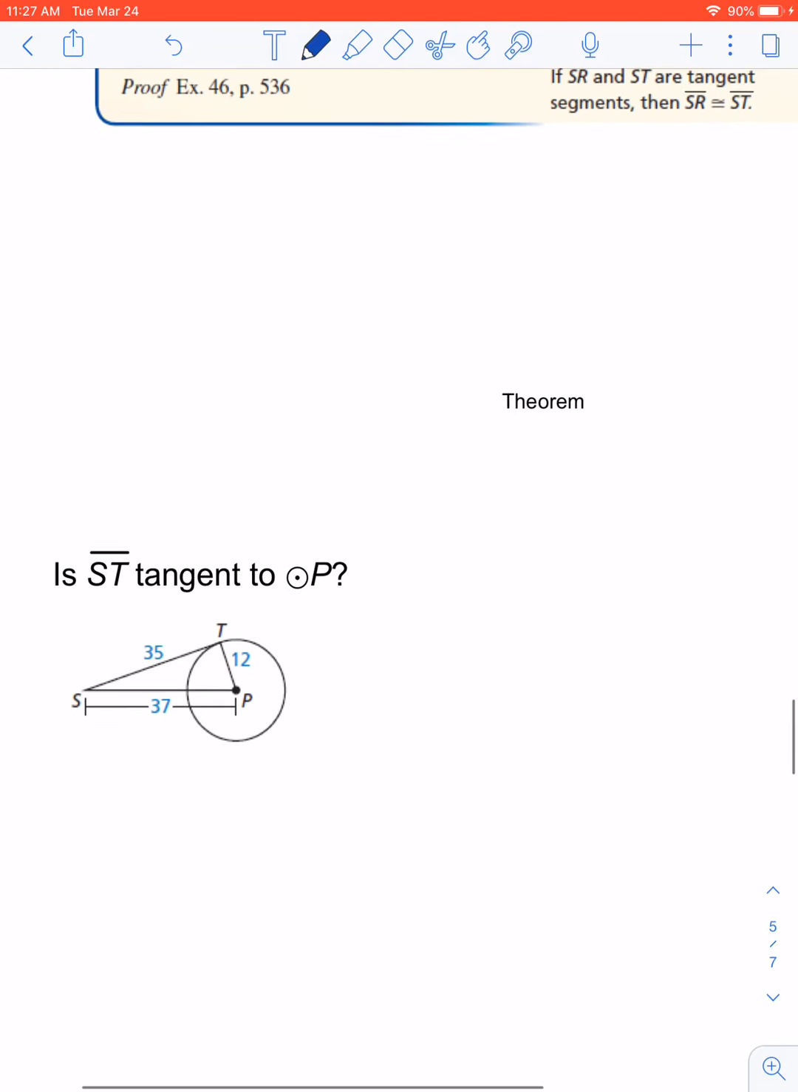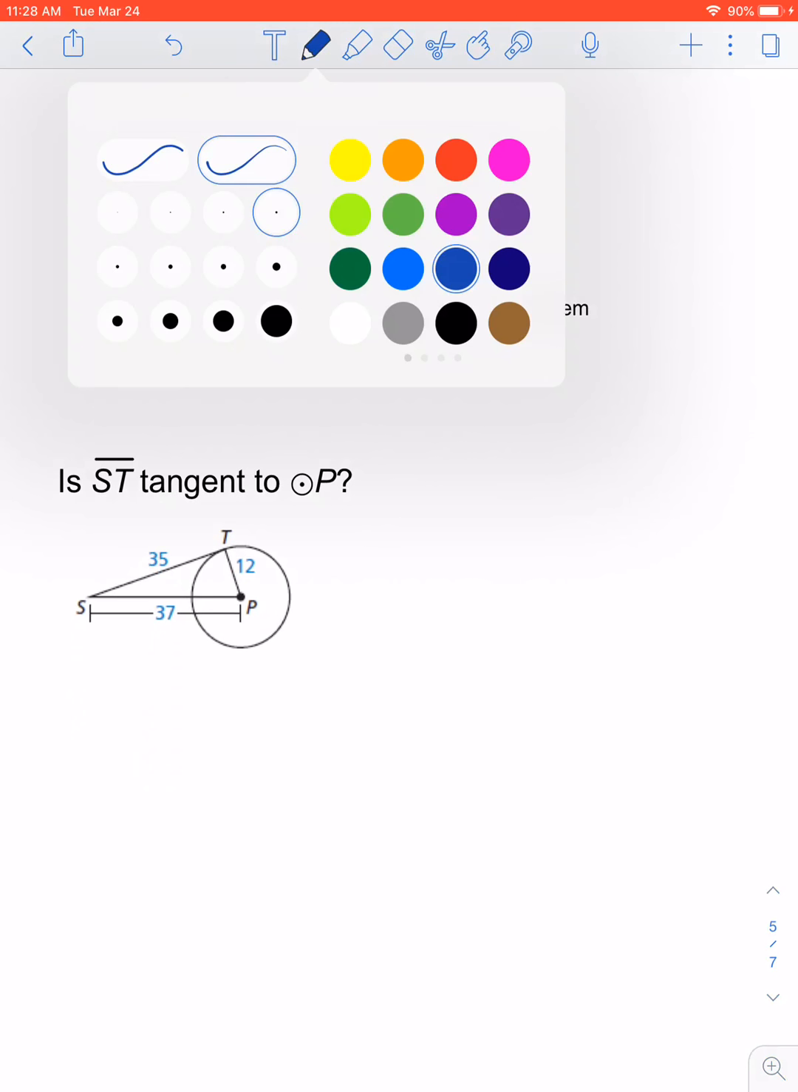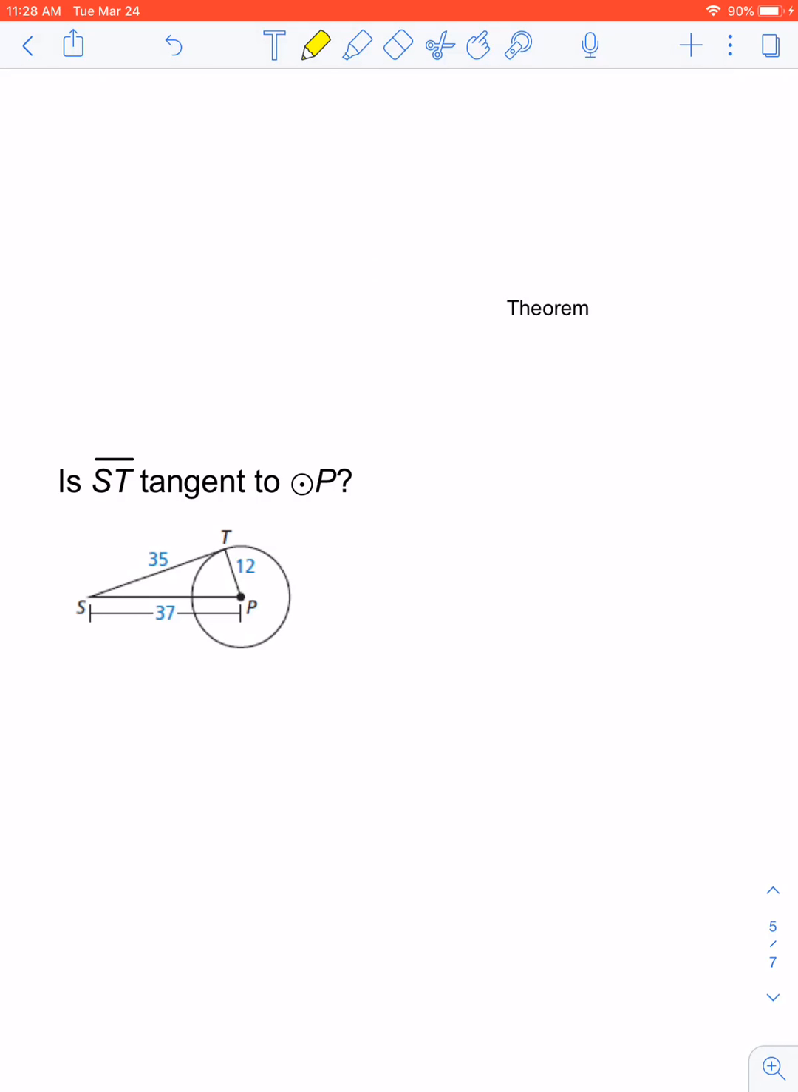All right, so how do we do our homework? They want to know if segment ST is tangent to circle P. In order to figure this out, if I look at ST and I look at the radius, those have to be perpendicular. How do I test if they're perpendicular? Well, this has to be a right triangle. If they're perpendicular, it should satisfy the Pythagorean theorem.